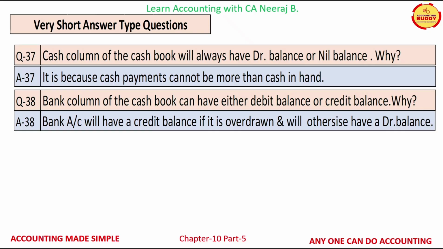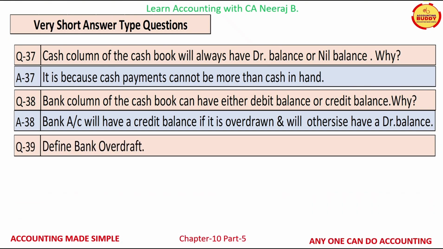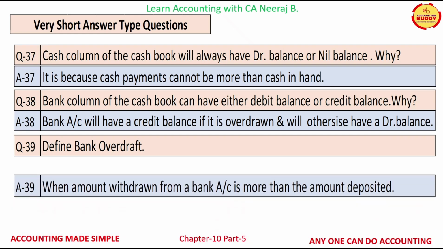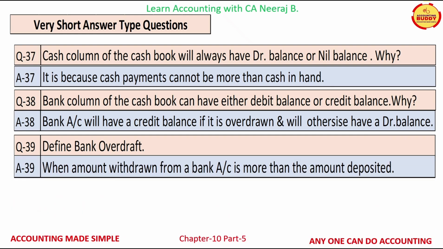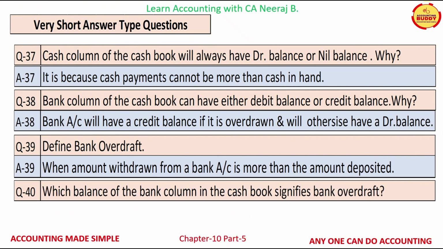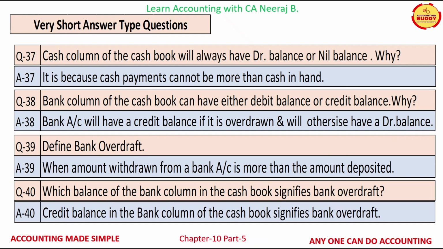Question number 39, define bank overdraft. And the answer is, when amount withdrawn from the bank account is more than the amount deposited. Question number 40, which balance of the bank column in the cash book signifies overdraft? And the answer is, credit balance in the bank column of the cash book signifies bank overdraft.